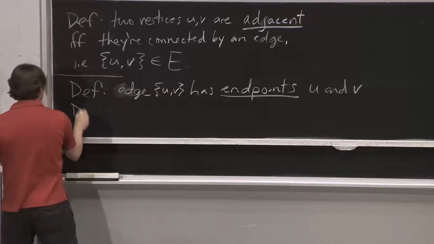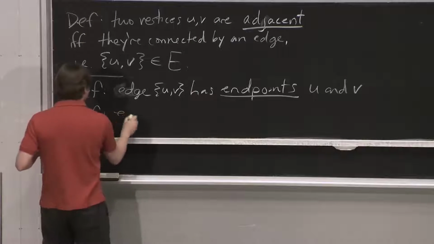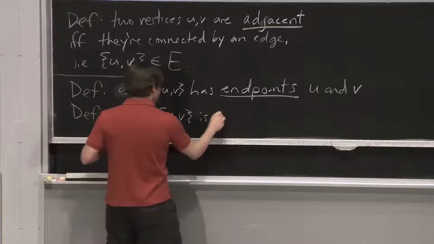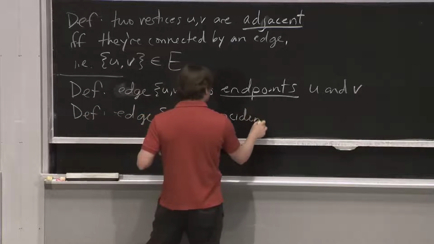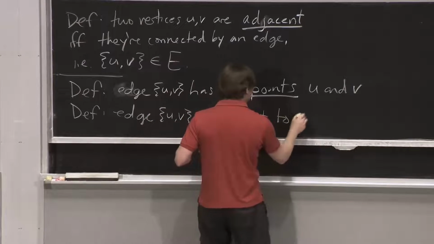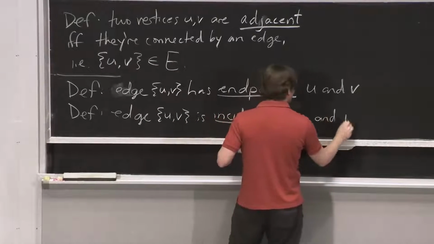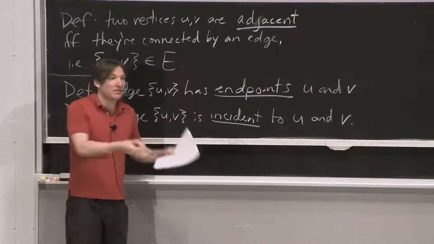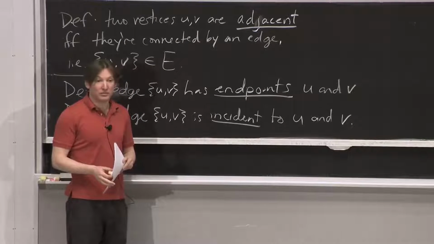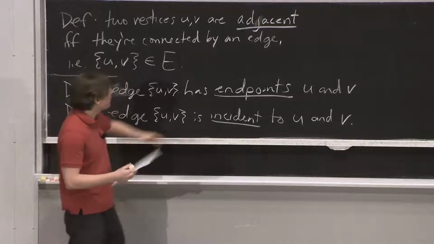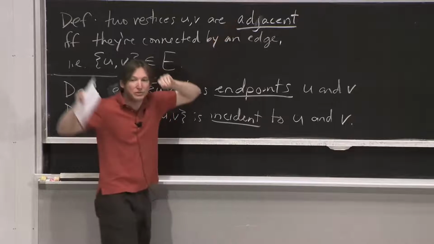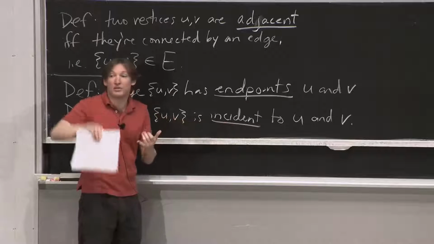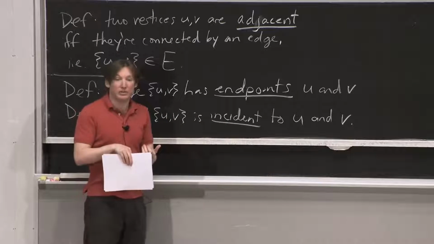And we'll say that edge uv is incident to u and v. So a vertex and an edge are incident if that edge has that vertex as one of its endpoints. These words sound a little alike. Adjacent is used for two vertices that have an edge between them. Incident is used for an edge and a vertex, where the vertex is an endpoint of the edge.